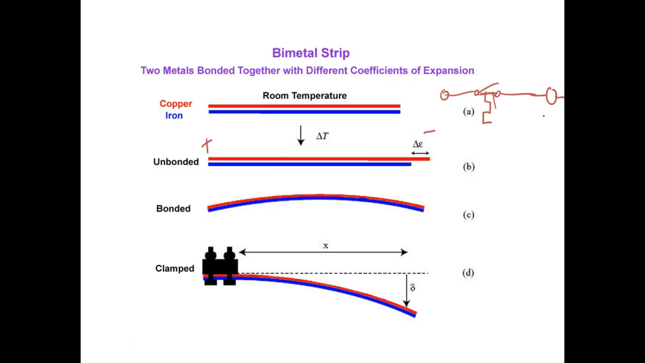We use them in circuit breakers. We use them in just about all your thermal overloads or your thermal switches, which are basically nothing but just bimetallic strips. We use them on temperature indicator gauges. Basically, what they'll do is they'll take a bimetallic strip and they'll put it in a coil.